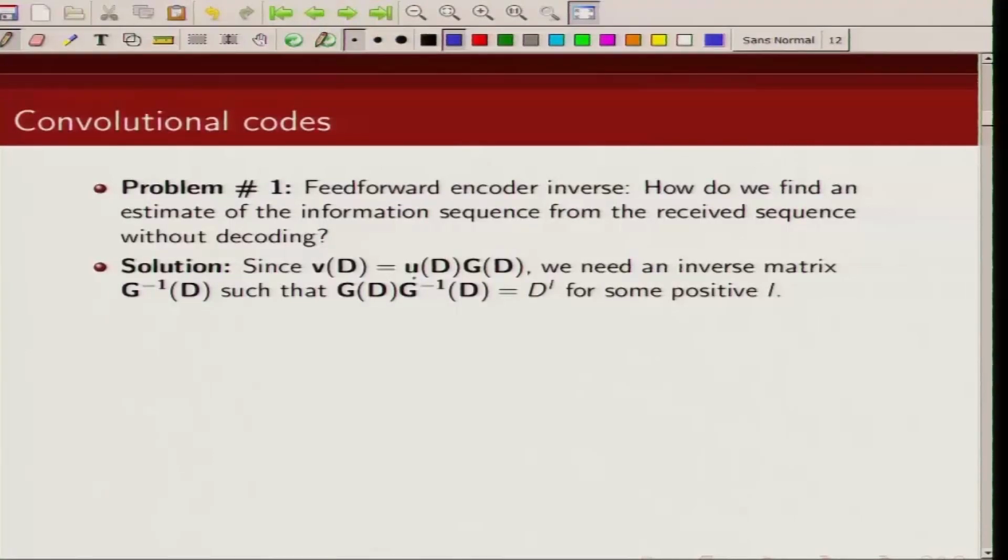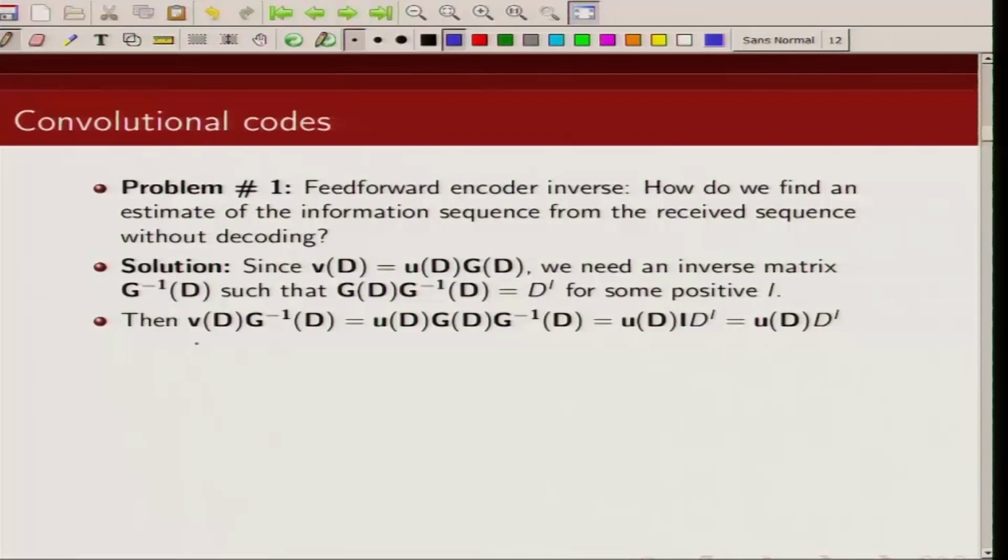As we know, our coded bits can be written as our information bits times the generator matrix, the encoding matrix, and the problem we are looking at is finding the encoder inverse. We will talk about whether a feed forward inverse for this encoding matrix exists or not, and under what condition it exists. If there exists a feed forward inverse, then if we multiply the received sequence by the encoder inverse, we can get back our original information bits without decoding, after some delay. So, this D^l is some delay.